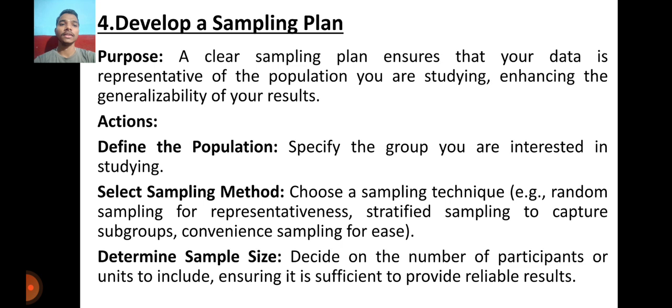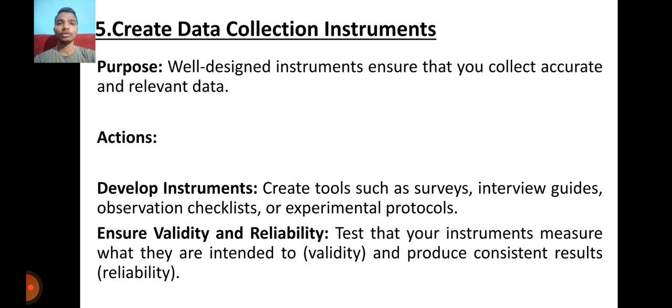Select sampling method. Choose a sampling technique. Example, random sampling for representativeness, stratified sampling for subgroups, convenience sampling for case studies. Determine sample size. Decide on the number of participants or units to include, ensuring it is sufficient to provide reliable results. Fifth one is create data collection instruments.